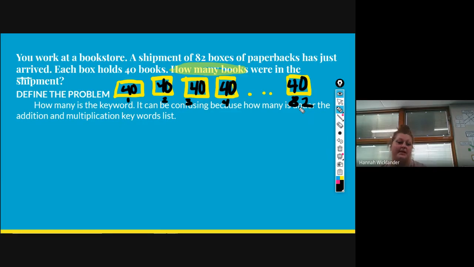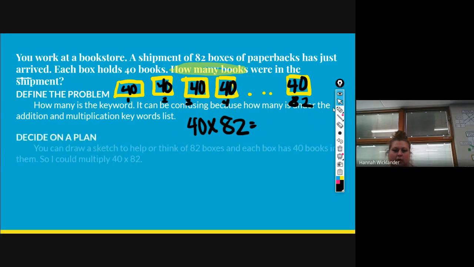Dominic said multiplication, and yes, that is correct. And Sebastian said that as well. Good job. So I know that I'm going to need to multiply because I can't add 40 82 times. That would take forever. But since I'm going to be adding repeatedly, I can multiply these two numbers to get my answer faster. So you can draw a sketch. I can multiply 40 by 82.